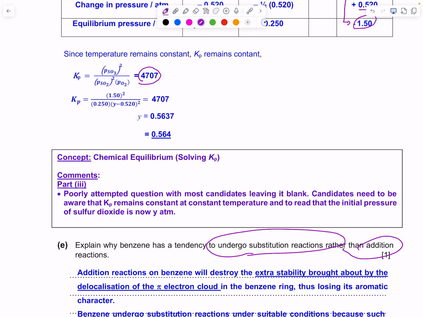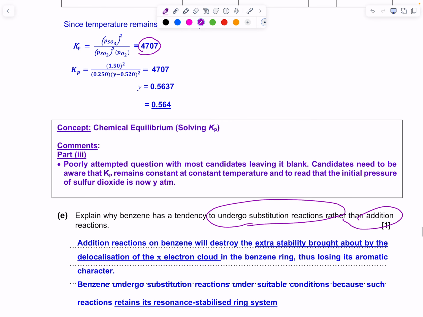So, now the first thing will be, what happens if he undergoes addition? If he undergoes addition, he will disrupt the pi electron cloud. Okay? Can you see that? Addition reactions will destroy the extra stability brought about by the delocalization of the pi electron. So that's the first part. Why cannot addition? Then why substitution is the second part.